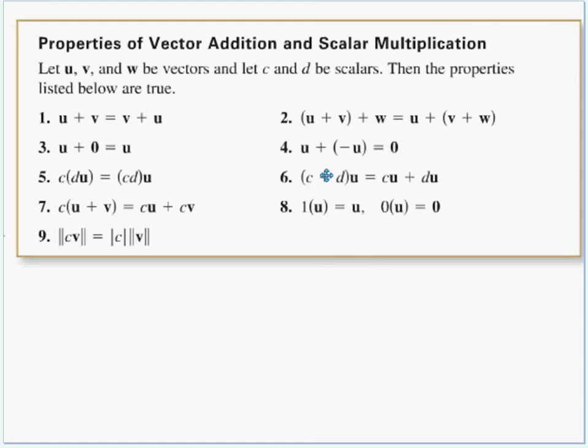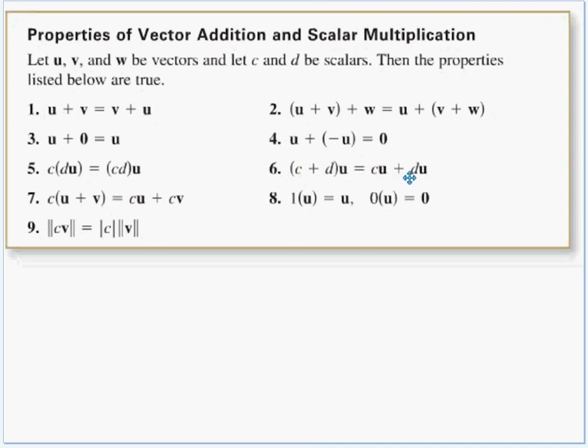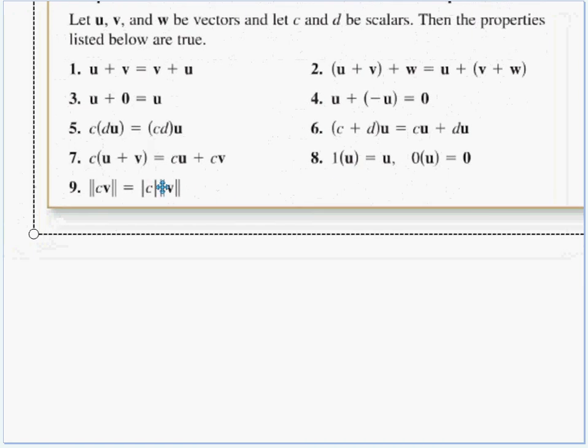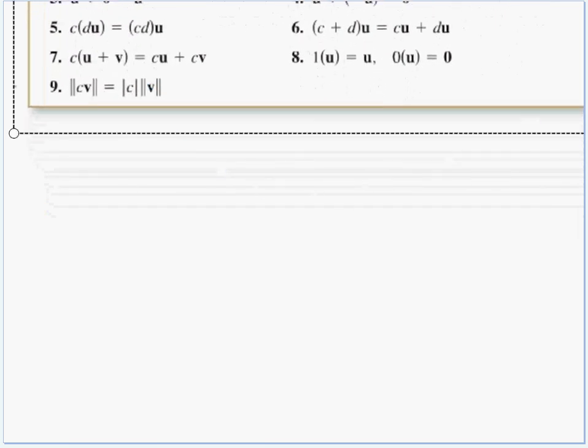Here's just sort of the distributive property. We can distribute vector u to scalar c, and then vector u to also scalar d. Here, sort of the reverse of that, we can distribute a scalar to two vectors. 1 times anything leaves it alone. 0 times anything is 0. So here, if you multiply a vector by 1, it doesn't change anything. It's still the same vector. Multiply any vector by 0, you get the 0 vector.